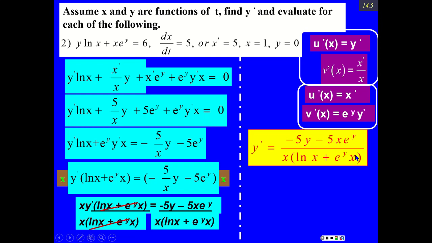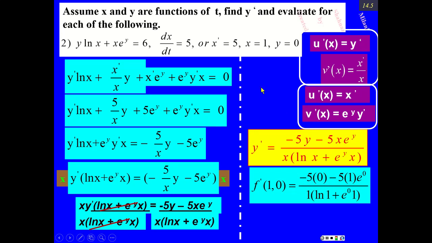The second part says evaluate. Now here, find f prime of (1, 0). That means anywhere you see x, you replace it by 1. Anywhere you see y, you replace it by 0. From here, minus 5 times 0 is 0. e to the exponent 0 is going to be 1. 1 times 1 is 1. 1 times minus 5 is going to be minus 5. That means from the top, I have a minus 5.